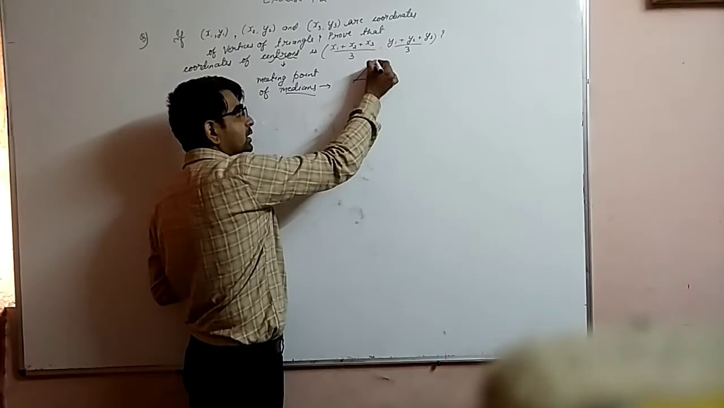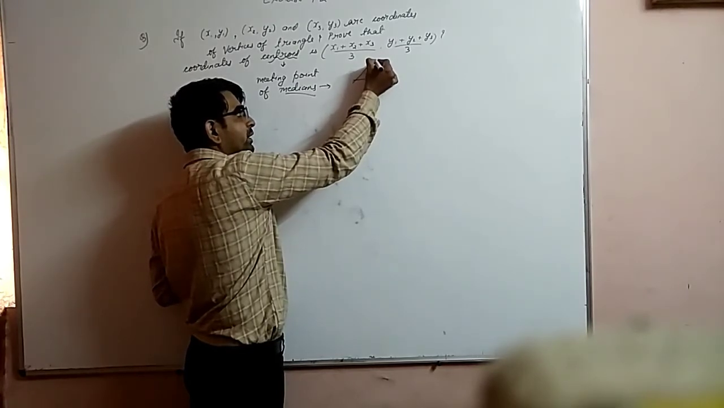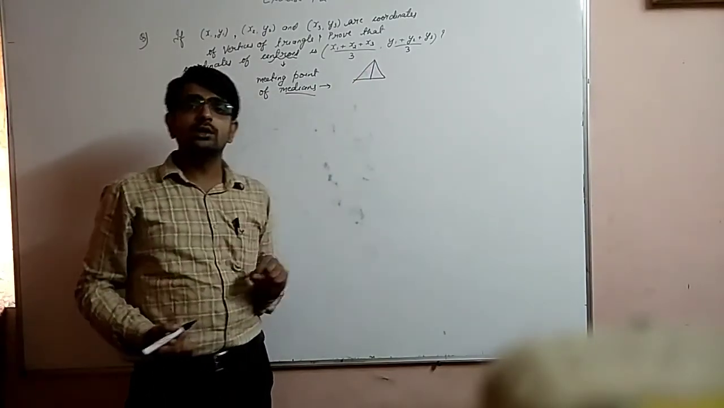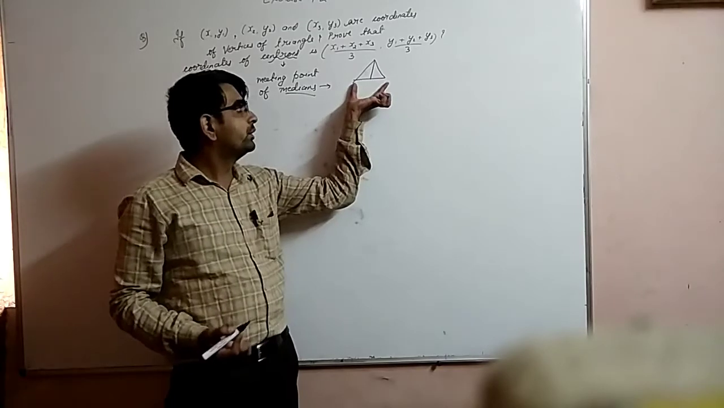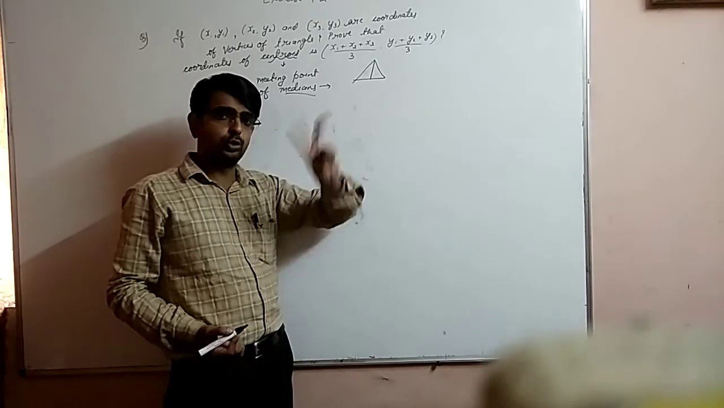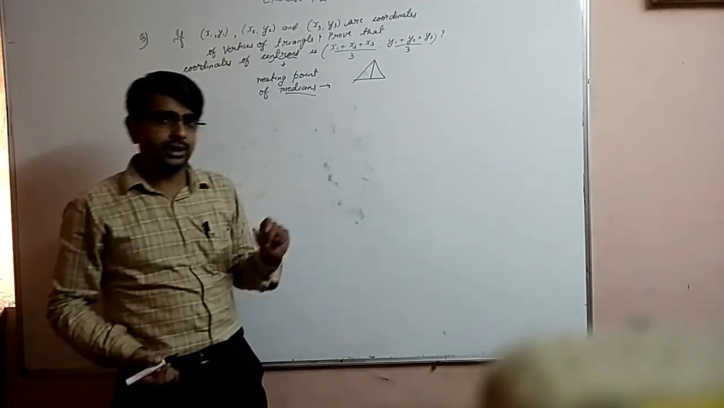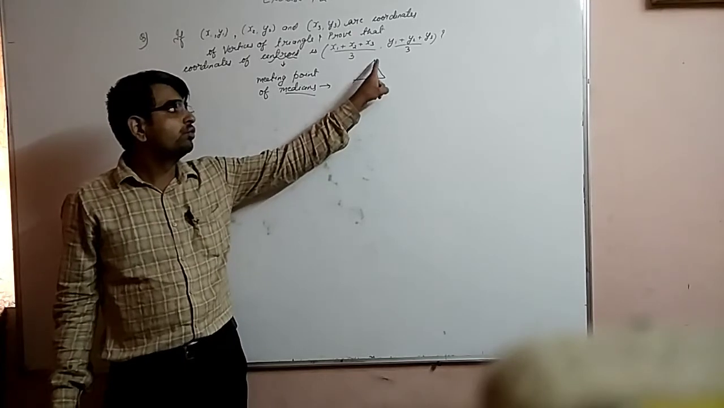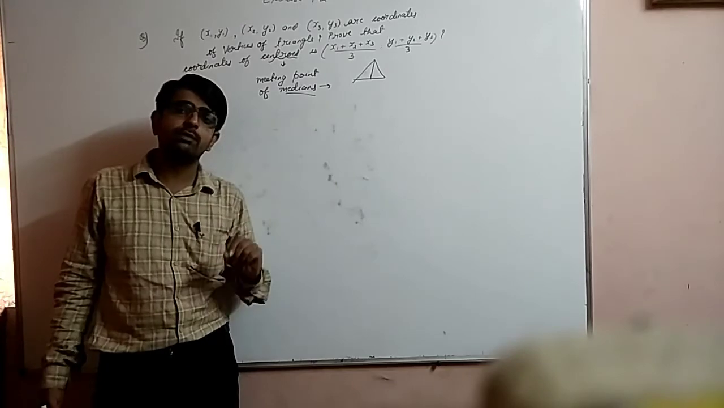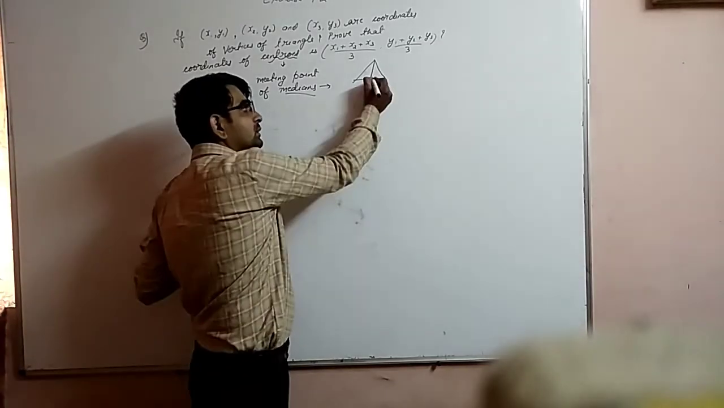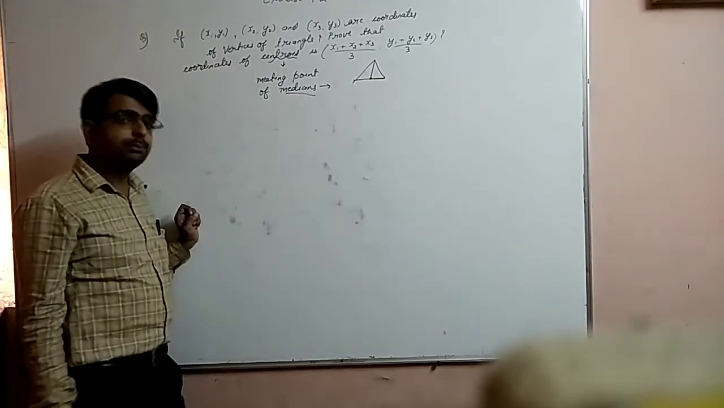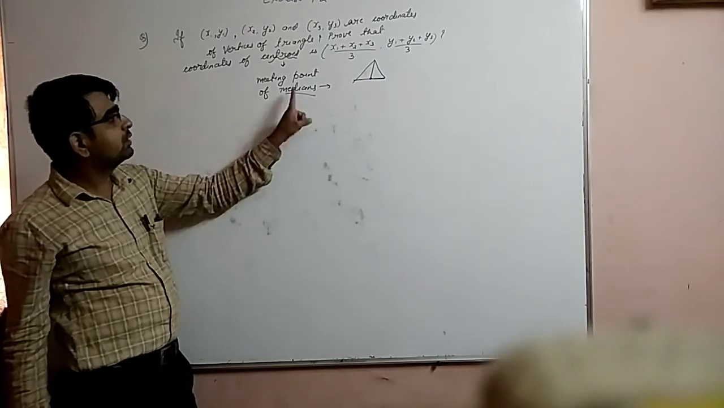Median is simply a line that joins the vertex and divides the opposite side into two equal parts. मीडियन क्या है? एक ऐसी लाइन जो वर्टेक्स से निकलती है और सामने वाला जो साइड है उसको दो इक्वल पार्ट्स में डिवाइड करती है. हम ये कह सकते हैं कि सामने वाले साइड पर ये जो होगा इस पूरे लाइन सेगमेंट का मिड पॉइंट होगा. So this is what the median is.